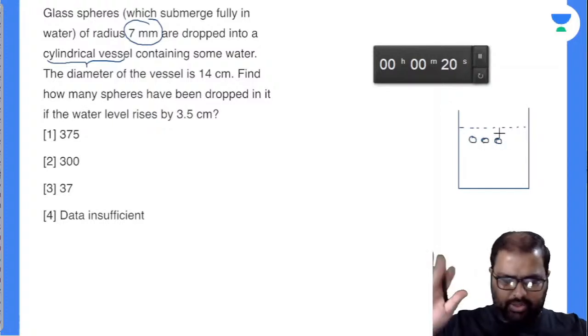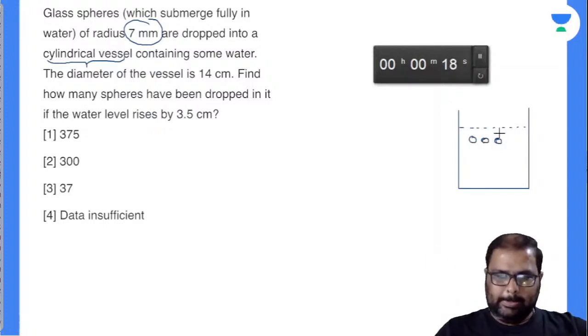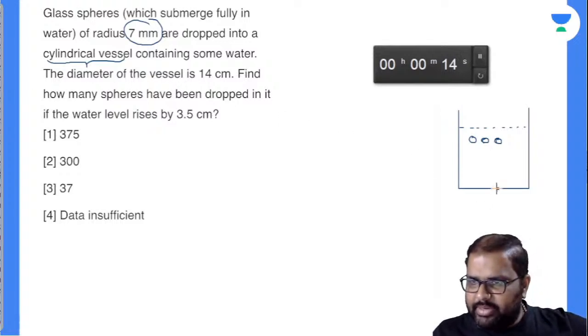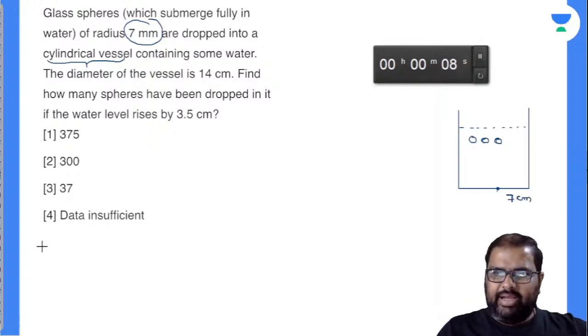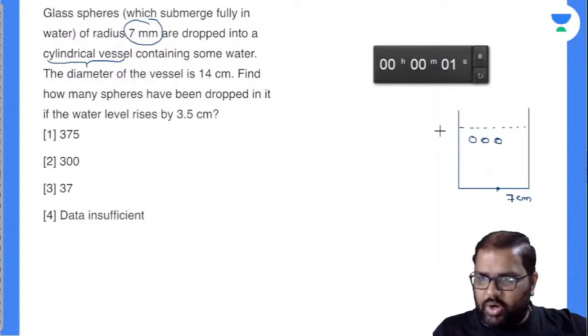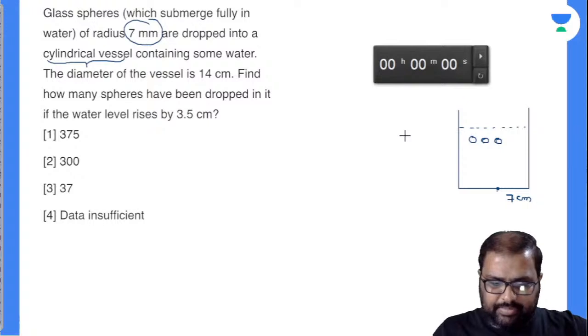I don't know the number, you have to find this out. The diameter of the vessel is 14 centimeter. Diameter of the vessel 14 centimeters means radius will be 7 centimeter. Find how many spheres have been dropped in it if the water level rises by 3.5. So after dropping, the height is 3.5.